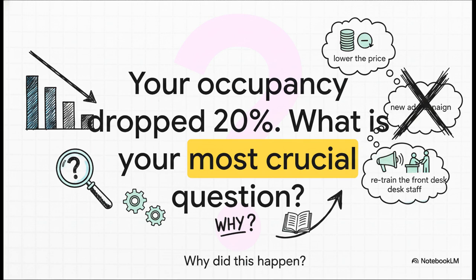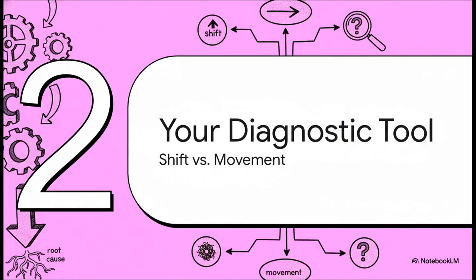Slash the prices, fire the marketing agency, launch a new promotion. But stop. Just stop. The most effective leaders know that action without diagnosis is just managerial malpractice. Your first and most important question is not, what should we do? It's, wait a minute, why did this happen? So how do we begin to answer that all-important why?